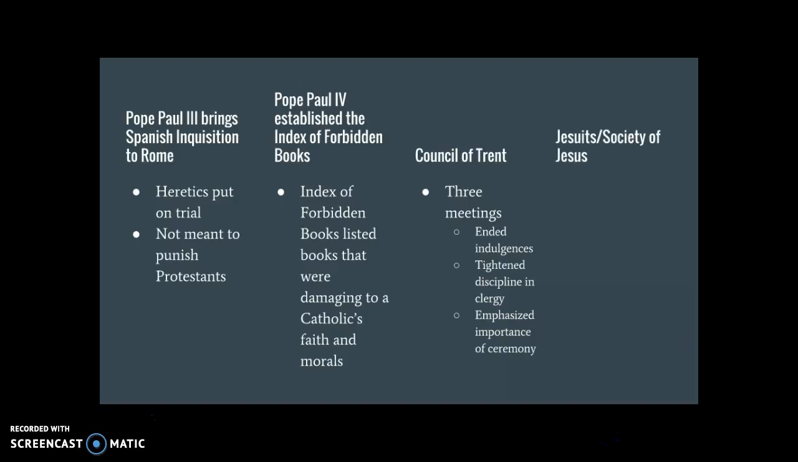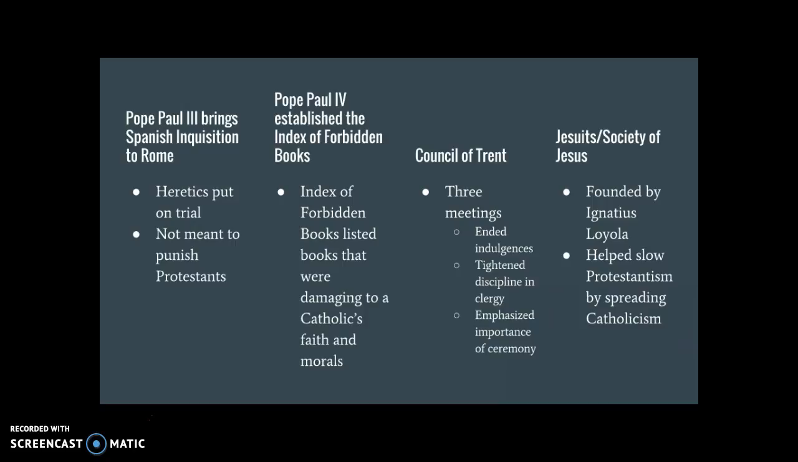Another effect here is that we see the formation of the Society of Jesus, whose members were called Jesuits. It begins in 1534 by Ignatius Loyola. Interesting fact here, Loyola was actually a Spaniard. He had attended the same college in Paris as John Calvin, but it's never documented whether or not they met. The goal of the Society of Jesus was to spread Catholicism, which would then slow the spreading of Protestantism.